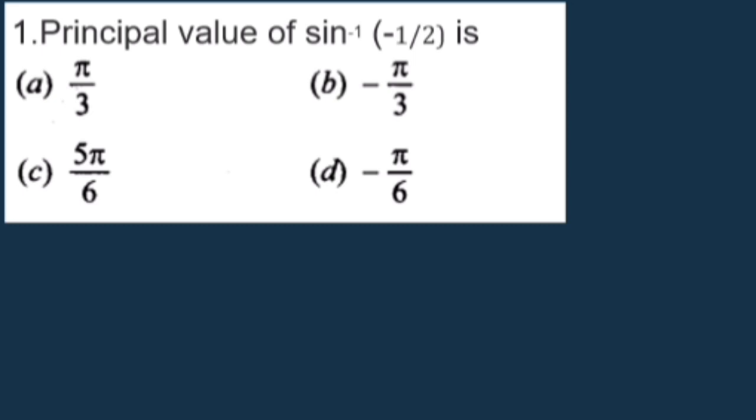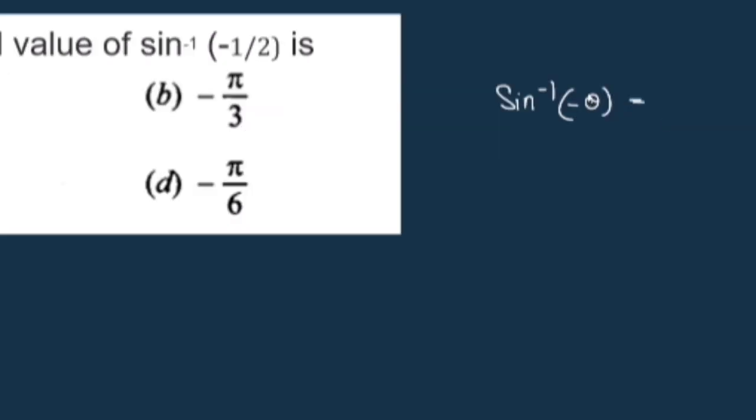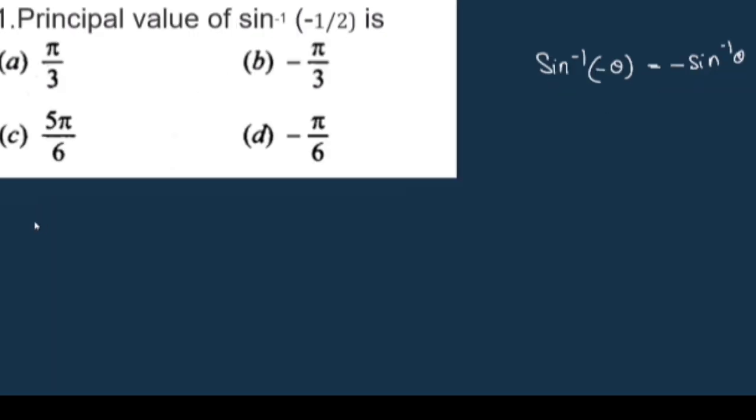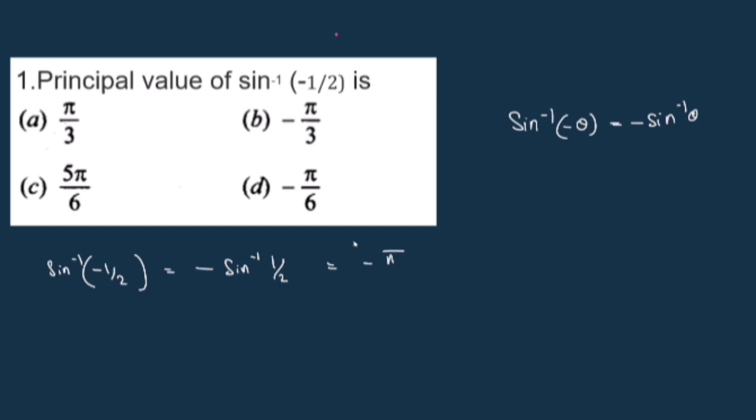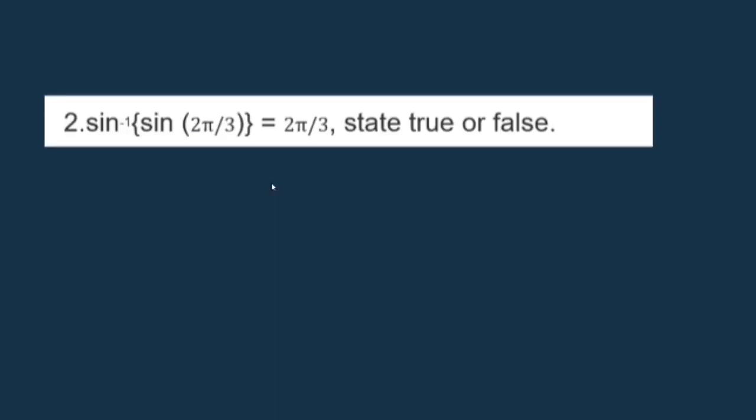The principal value of sine inverse of minus half. We use the property sine inverse of minus theta is minus sine inverse theta. So sine inverse of minus half is minus sine inverse of half, so minus pi by 6. The option D is the answer, minus pi by 6.